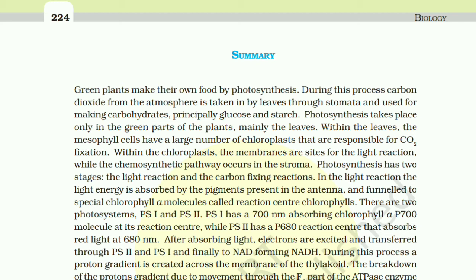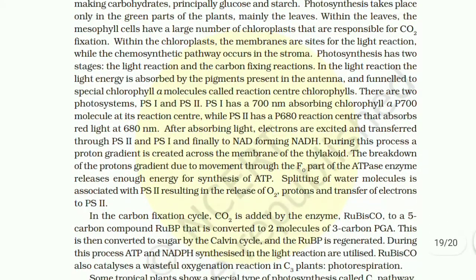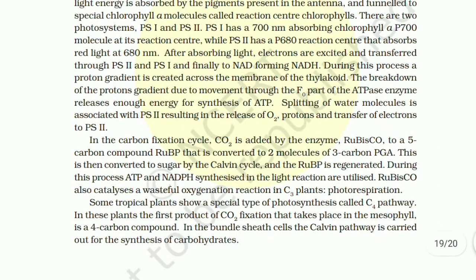Photosynthesis has two stages, the light reaction and the carbon fixing reactions. In the light reaction, the light energy is absorbed by the pigments present in the antenna and funneled to special chlorophyll a molecules called the reaction center chlorophylls. There are two types of photosystems, PS1 and PS2. PS1 has the 700 nanometer absorbing chlorophyll a P700 molecule at its reaction center, while PS2 has the P680 reaction center that absorbs red light at 680 nanometers.